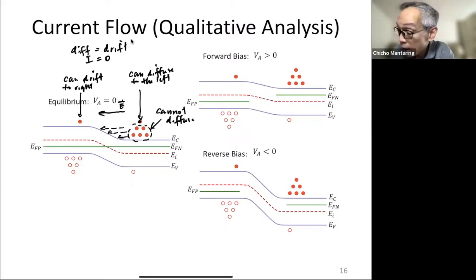And you can make the same analysis for the holes. This hole can drift, this hole can diffuse, but these holes here cannot diffuse. Therefore you have one electron that can drift and one that can diffuse. They cancel each other out, and your net current will be equal to 0.